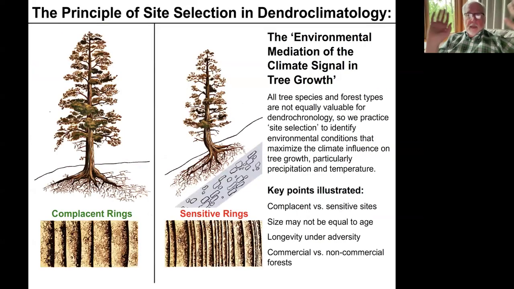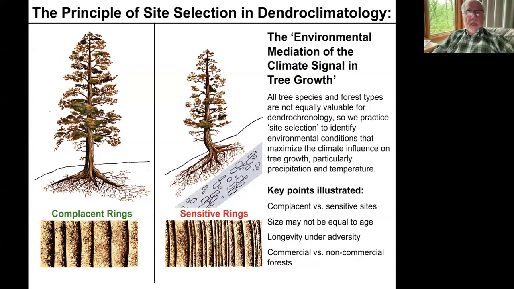So a little bit about site selection in dendroclimatology. We look at the world a little bit differently. All trees are not necessarily ideal for reconstructing past climate. There can be this environmental mediation of the climate signal in tree growth. And so I show two schematic diagrams here.